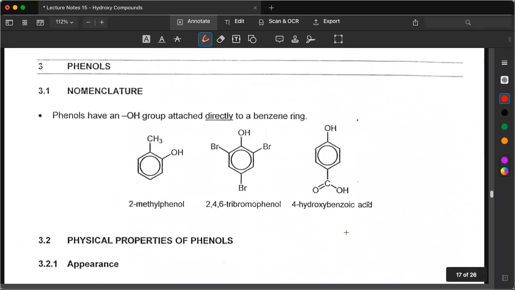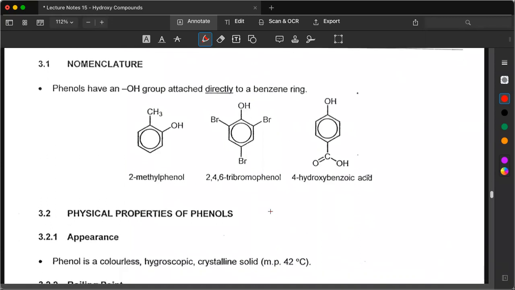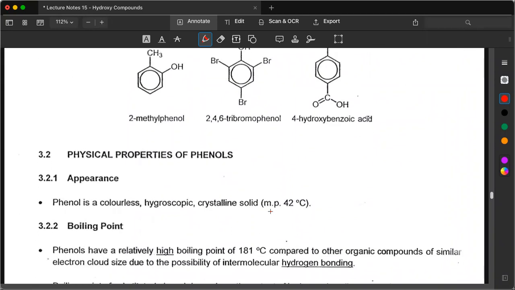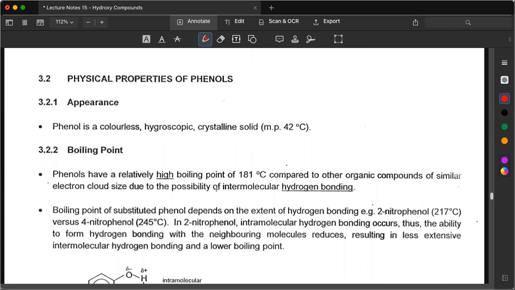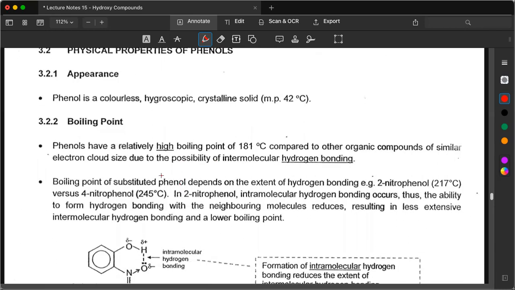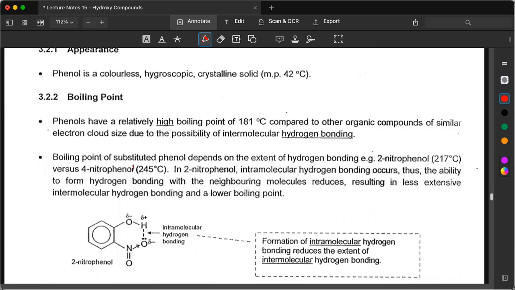Now, let's move on to the last part on phenol. So this is the nomenclature where phenol has an OH group attached directly to the benzene ring. Appearance-wise, phenol is colorless, hygroscopic, and a crystalline solid with this melting point. Phenol has a relatively high melting point compared to other organic compounds of similar electron cloud size because it forms intermolecular hydrogen bonds. The boiling point of substituted phenol depends on the extent of hydrogen bonding.